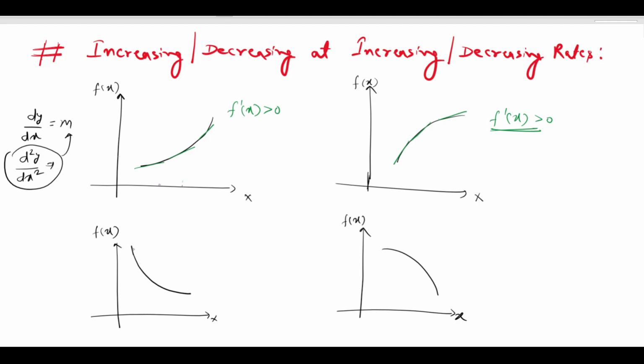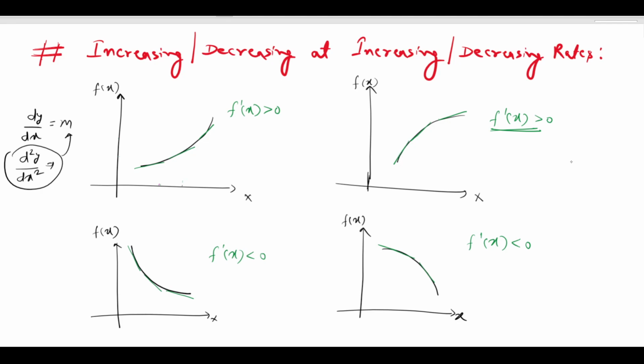Now in the third one we can see that the slope is negative throughout the function. So we can say that the first derivative is going to be negative. In the fourth one also the slope is negative. So again the first derivative is going to be less than 0.